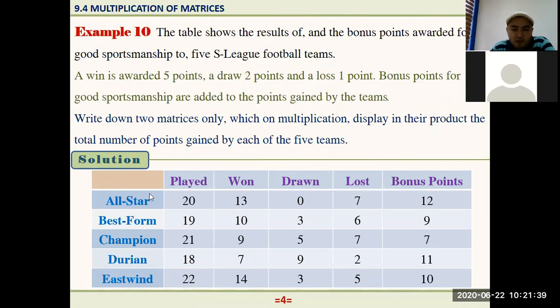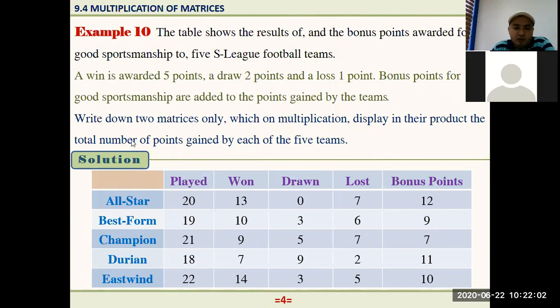This is the result. All-Star played 20 games, won 13 of them, 0 draws, and 7 lost, plus bonus points. In a similar way, Best Form played 19 games. They won 10 of them, drew 3, lost 6, and had bonus points 9.